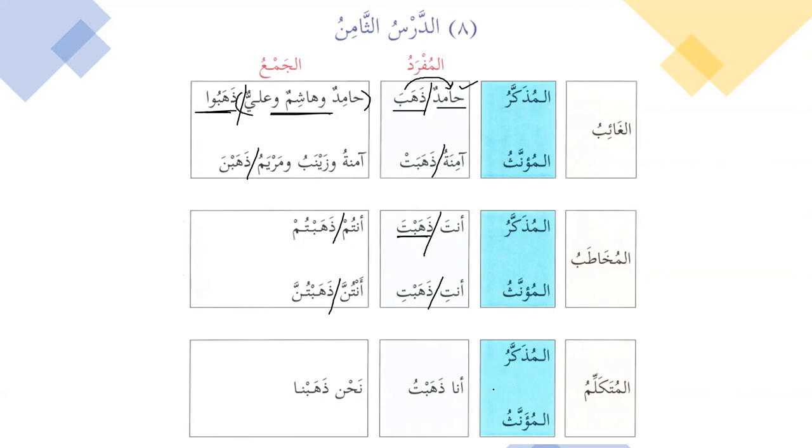When we talk about the first person, al-mutakallim, the speaker, so al-mudhakkar, al-mu'annath are the same. Ana dhahabtu wa nahnu dhahabna. So ana mubtada and dhahabtu khabar, and similarly nahnu mubtada and dhahabna khabar.